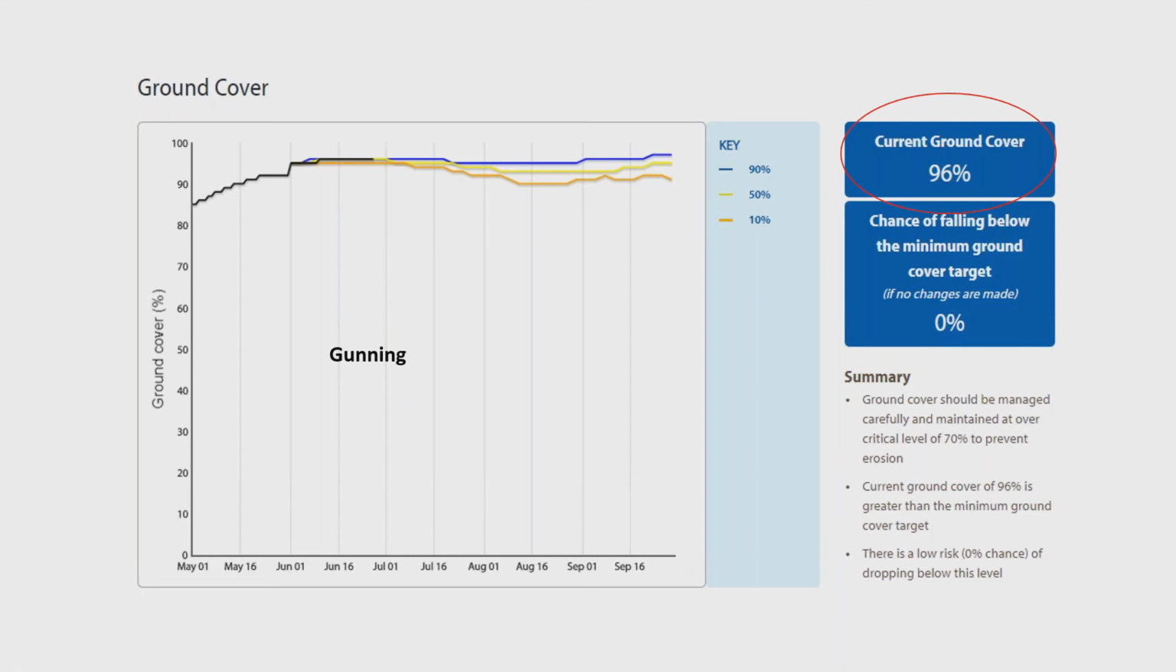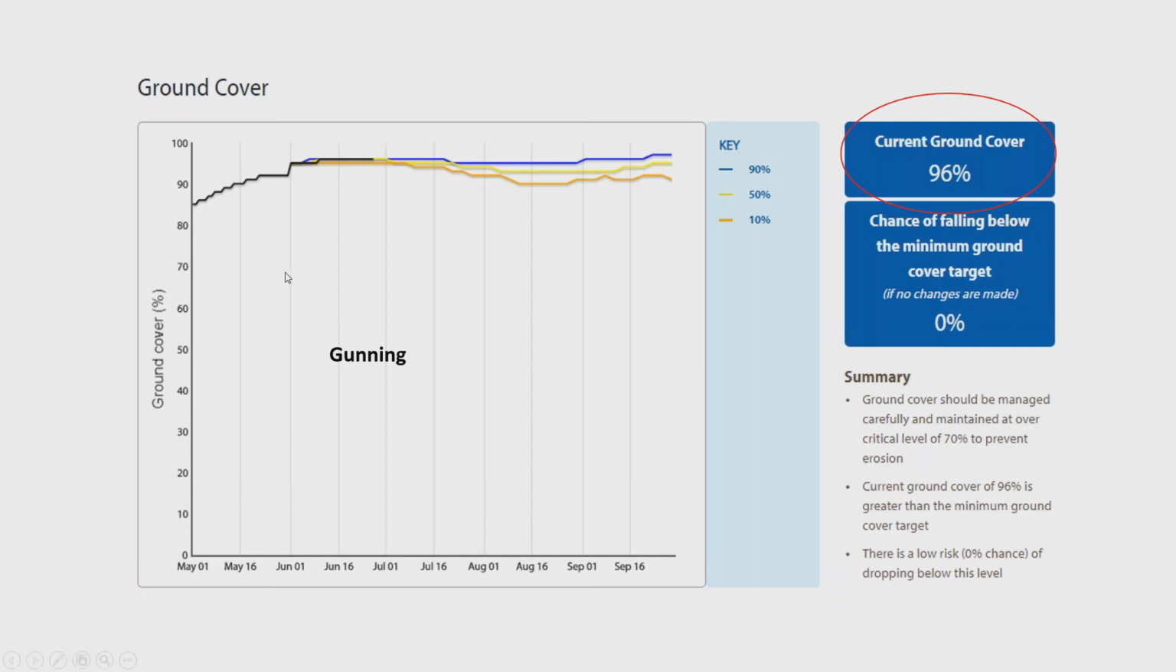This graph is produced in the same way as the pasture forecast graph, but instead of herbage mass, we're now looking at ground cover as a percentage. The general rule of thumb is to maintain ground cover to at least 70%, because we know that once ground cover falls below 70%, the risk of soil loss through erosion increases dramatically.